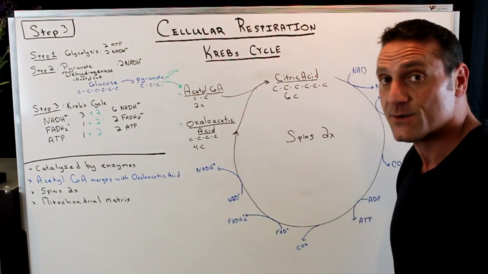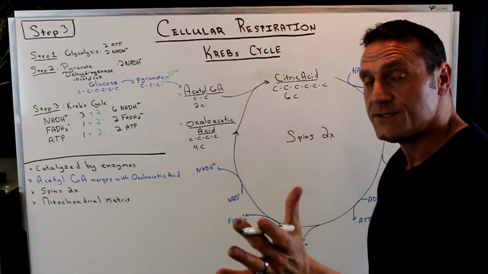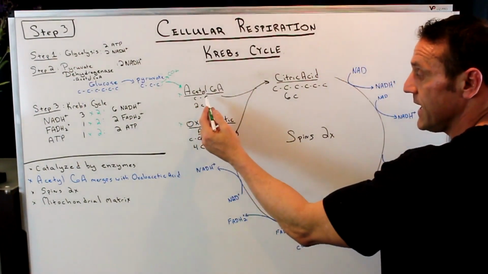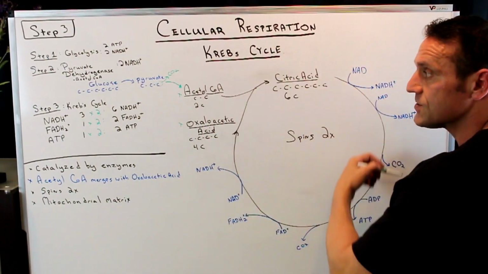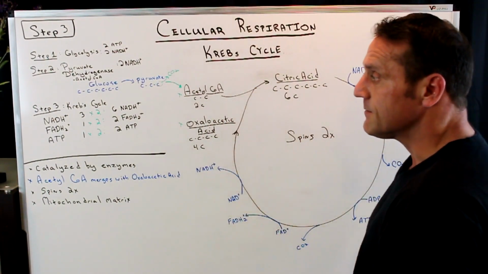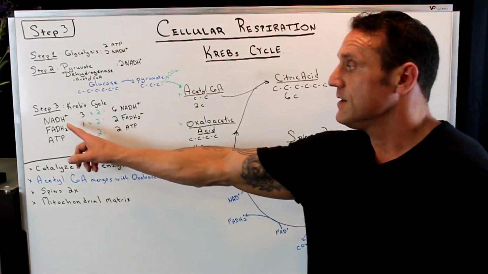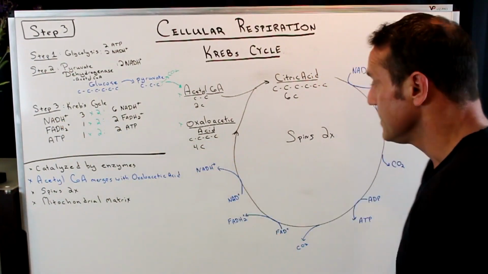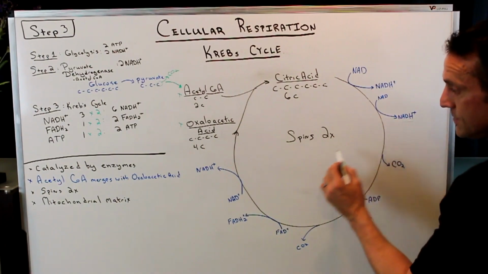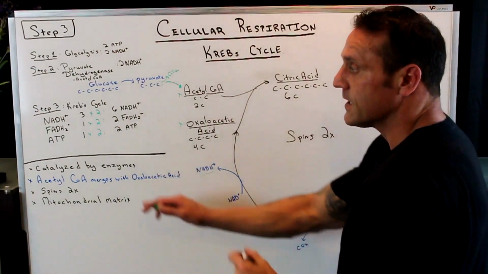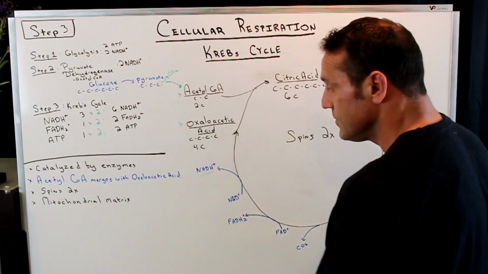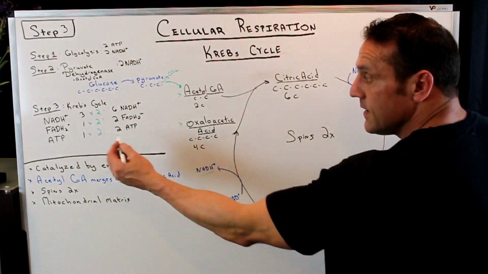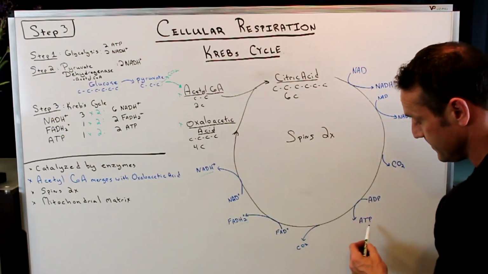And pyruvate dehydrogenase, because that's going to bring in a 2-carbon acetyl-CoA. So again, this is why it spins twice. And the end result for the Krebs cycle is you're going to get 3 NADHs, 1, 2, 3. You're going to get 1 FADH2, and then you're going to get 1 ATP.